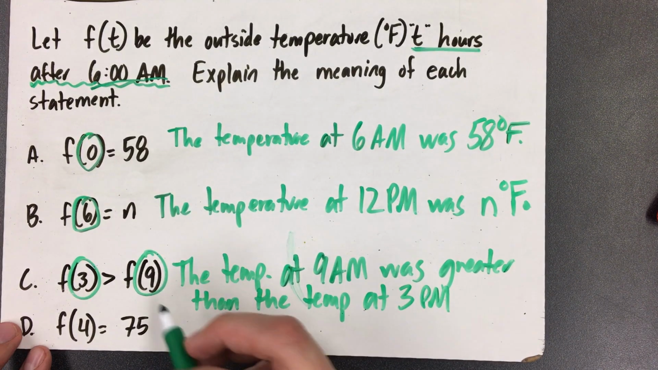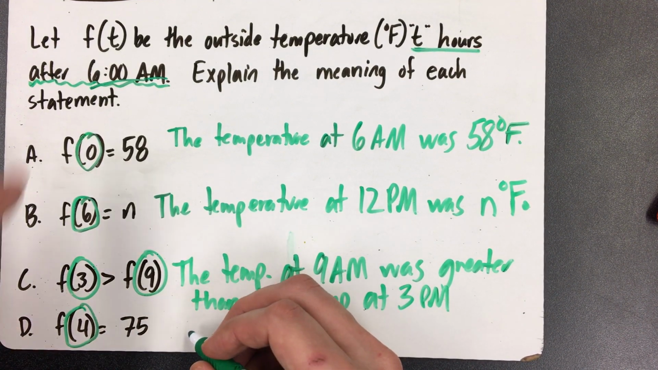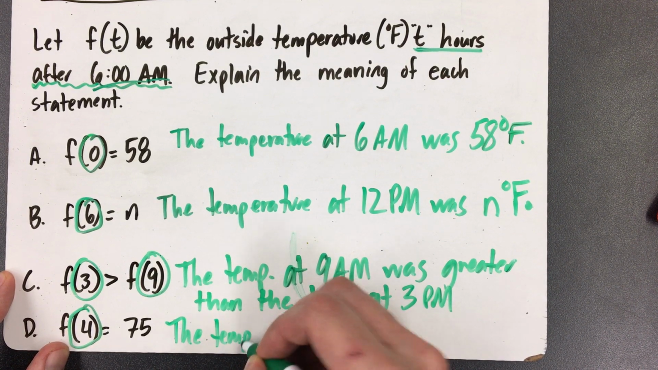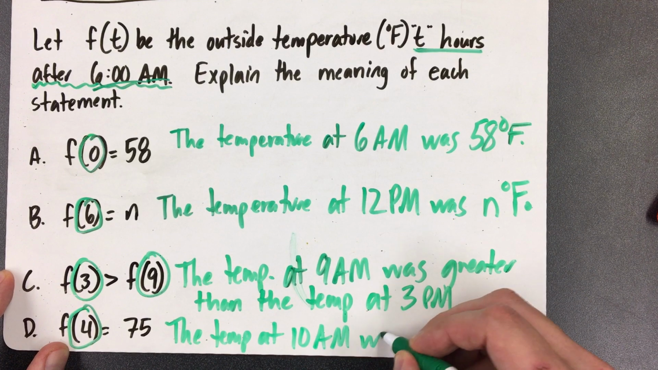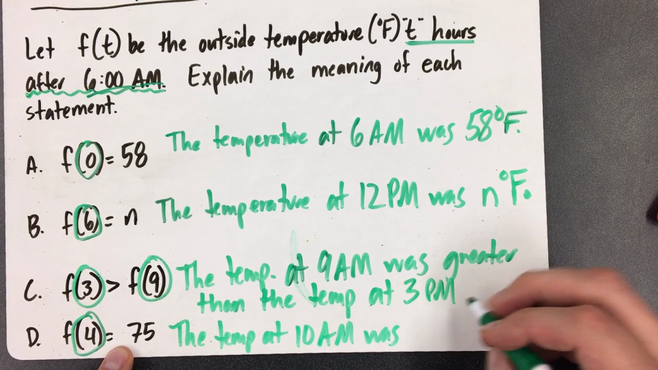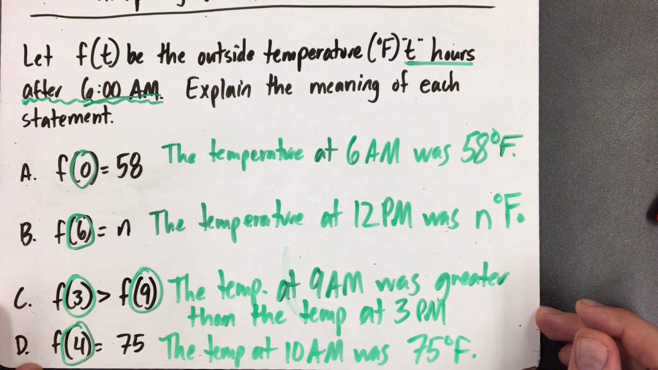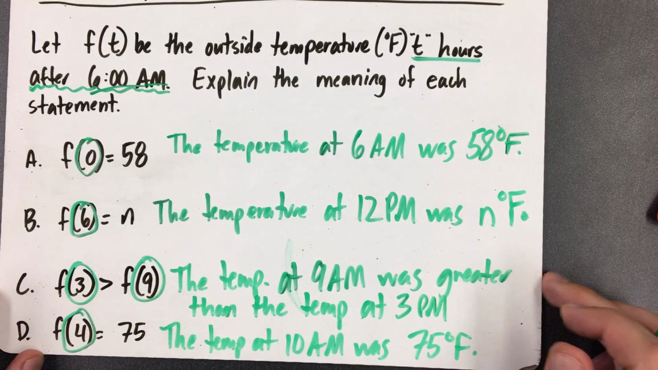And then finally, the last one, I made this one super easy. The F parentheses 4 means 4 hours after 6 a.m., so that would be 4 hours after 6 a.m. is 10 a.m. The temperature at 10 a.m. was 75, right? That's the most simple one. That's the most basic one. Okay, not too bad. Hopefully that one made sense.